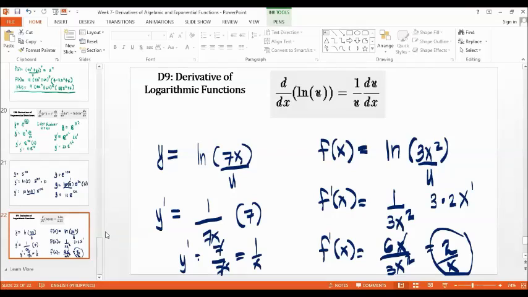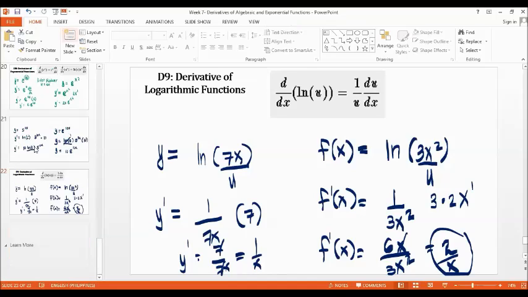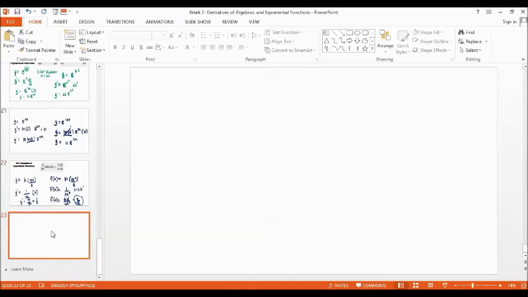Basically, that is the last formula for the slide. But I think I forgot one formula here, the quotient rule. I think I deleted the slide, but let me just add that now.